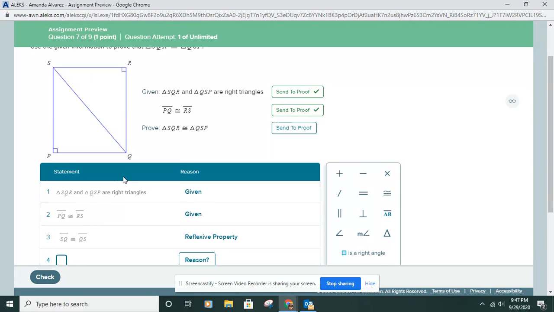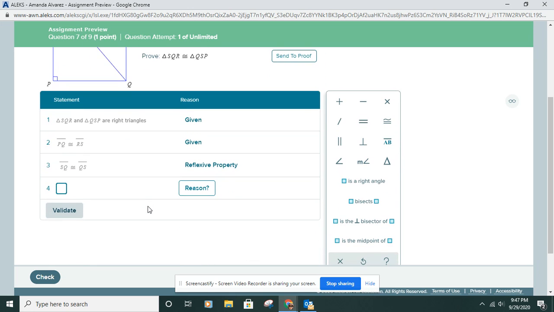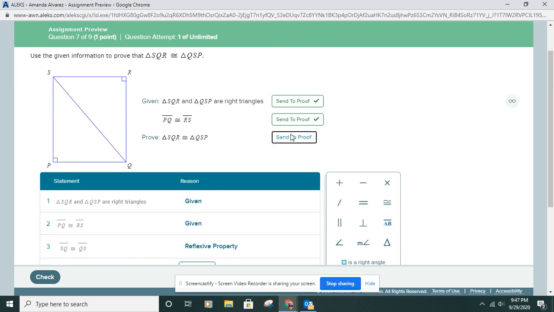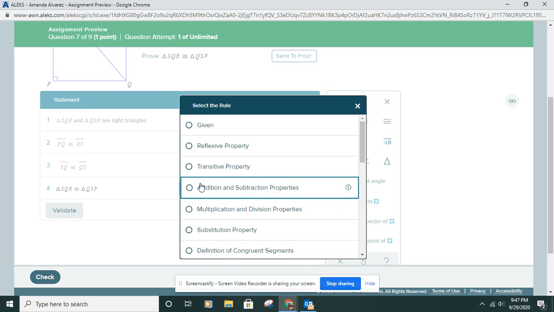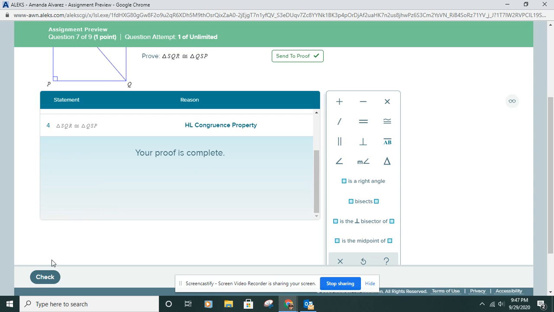All right, so at this point, I have hypotenuse and a leg and a right angle. I think that's all that I need. So I'm going to go ahead and send a proof, and I'm going to say it is the HL. We'll see if this is correct.